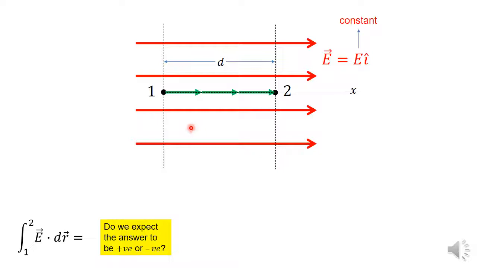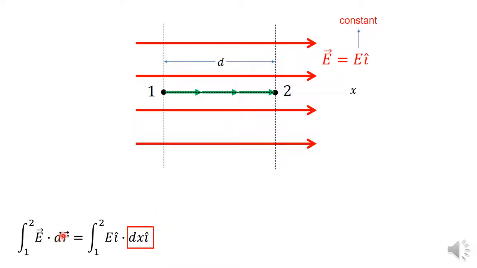We expect it to be positive because the elements of length are in the same direction as the electric field. The angle is 0, so when you get the dot product of this delta r with E, or this one with E, or this one with E, you get positive numbers. And this integral basically adds all these positive numbers, of course, when the number of elements goes to infinity. So you get a positive number. Okay, so let's do the integration.